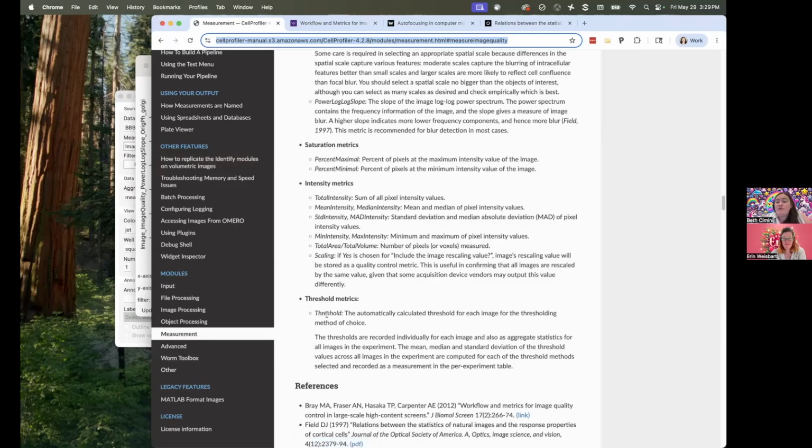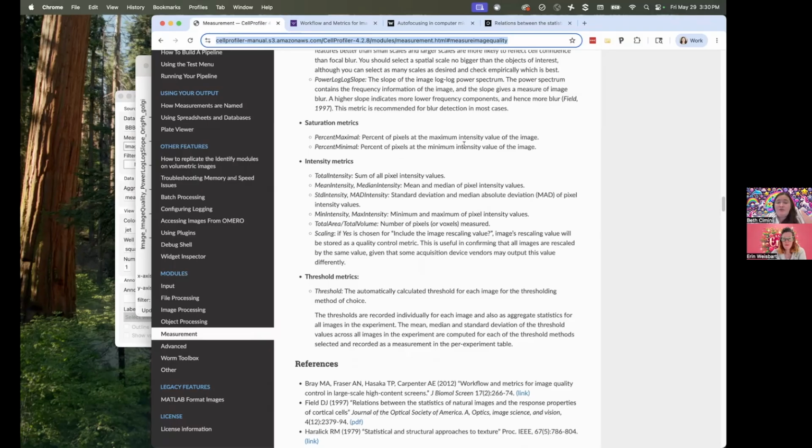Threshold metrics. CellProfiler can calculate the thresholds as part of the Measure Image Quality module for a bunch of the different thresholding methods that it uses. And again, no individual threshold is wrong, but it can help you see if there are patterns where the thresholds are consistently different for a particular set of images.